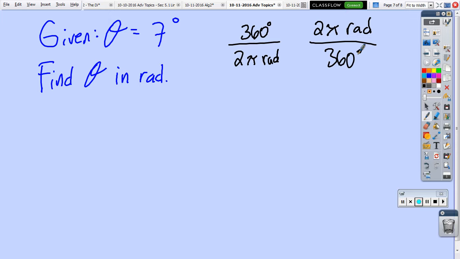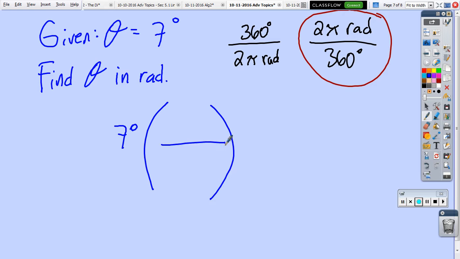I am going to use this one right here, because I want to find theta in radians. So I have a starting value of 7 degrees. I need to multiply this with one of these ratios. You chose the correct one, 2 pi radians. And again, you might see in your textbook where they no longer write radians, it's understood to be radians.